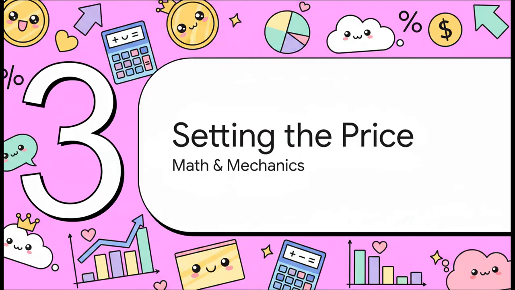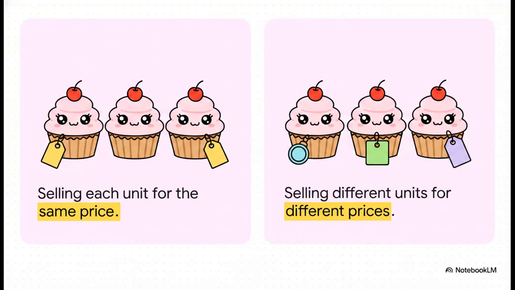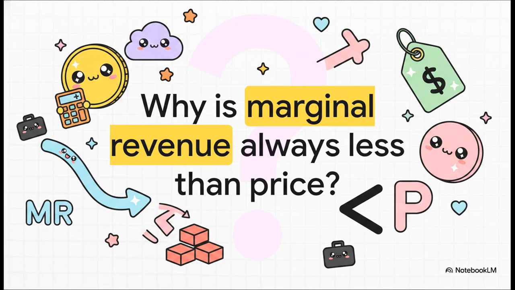Section 3, setting the price. Okay, so for a monopoly to figure out how much to sell, it has to pick the right price. And they typically use one of two core strategies. First is a single price monopoly, where the firm just sells every single unit for the exact same price to everybody. The second strategy is price discrimination, which is the practice of selling different units of the exact same good or service for different prices to different people. Keep these two clearly contrasted in your mind, and definitely remember that second one, because we are going to dive into the sneaky world of price discrimination a little bit later. But for right now, let's focus strictly on the single price strategy.